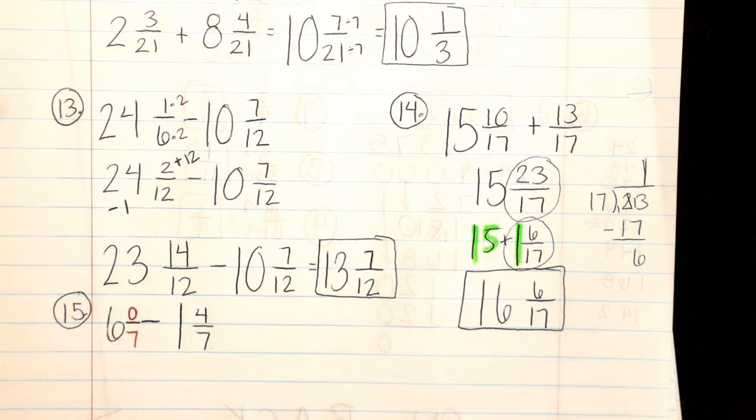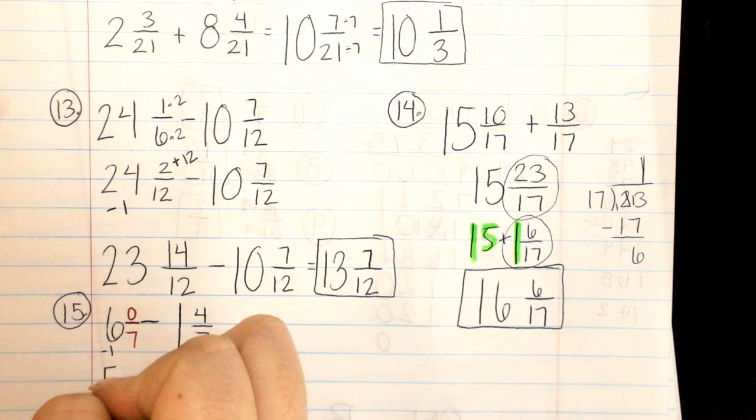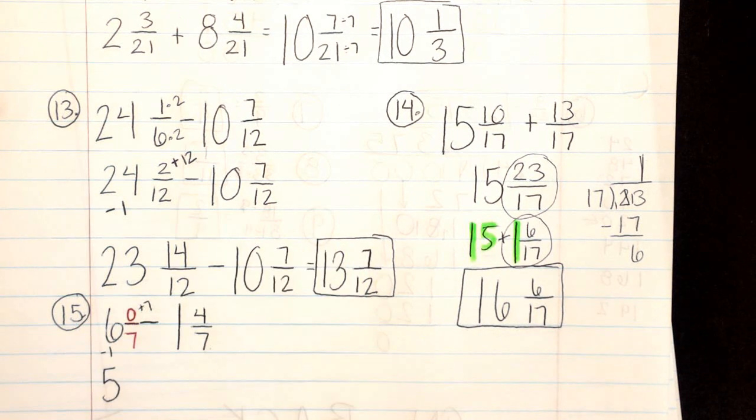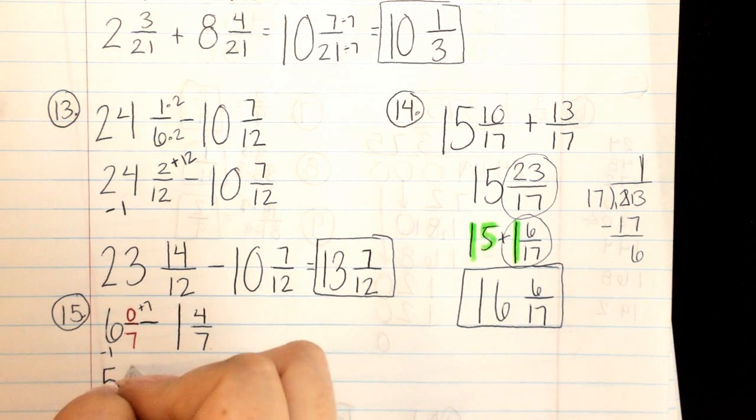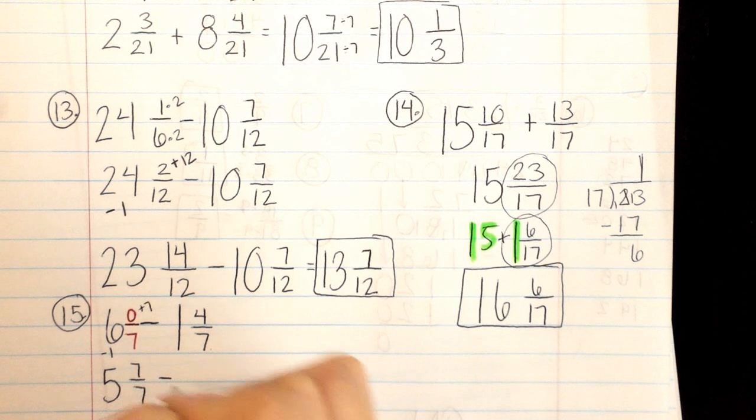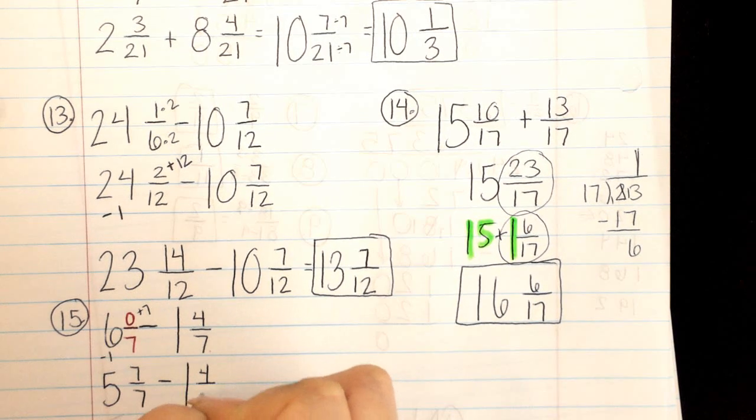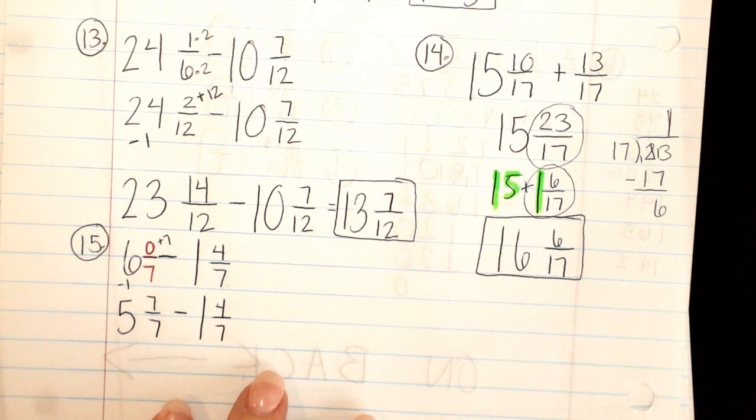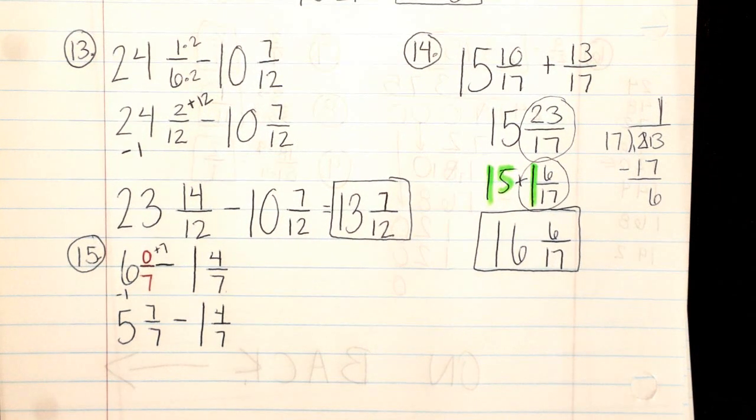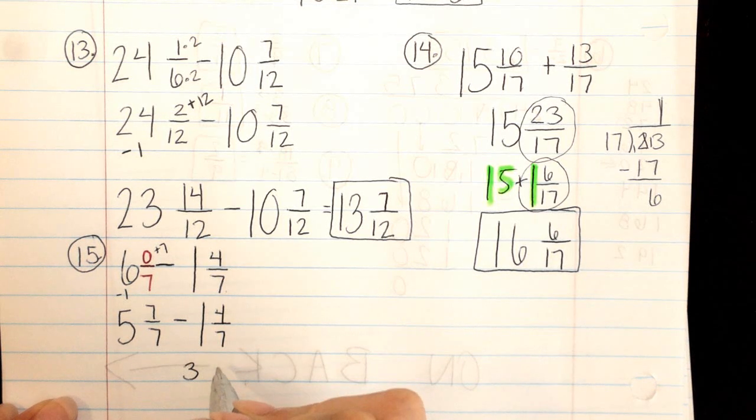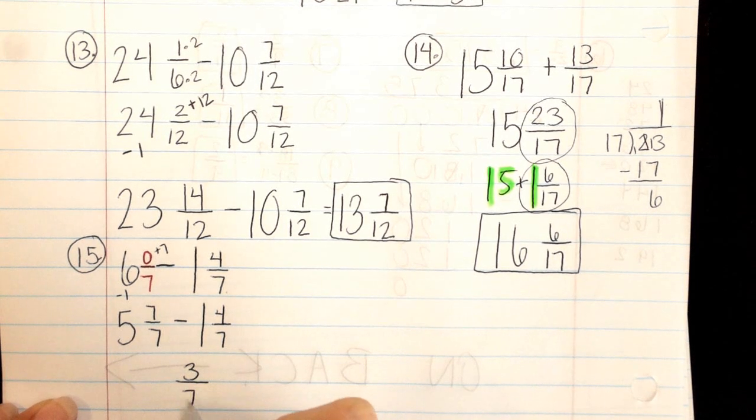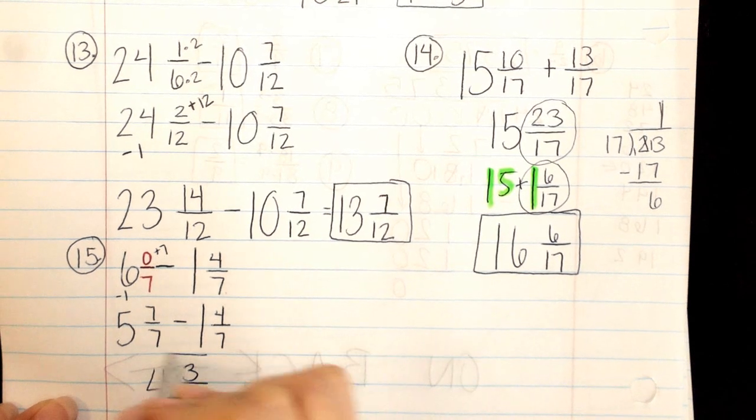Now I can borrow just like normal. Are there any questions where I got 0 over 7 from? Okay. So we're going to take 1 away from 6. That becomes 5. Add the bottom to the top. So 0 plus 7 is? 7 over 7 minus 1 and 4/7. Okay. All right, working this one out. 7 minus 4 is? 3. 7 minus 7? Just the 7. Just leave it there. And 5 minus 1? 4.